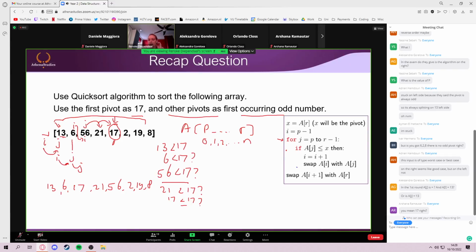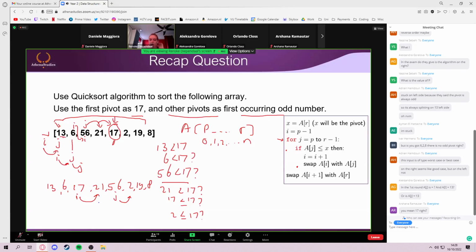Yeah, because this is actually the first time that the swapping makes sense, because i and j are now at different positions. All right, so the i is still going to be over here and j is still going to be over here. And now we did the if part, so we move on in the for loop. The j goes to the 2. So we check: is 2 smaller than 17? Yes, it is. So what we do is i plus 1.